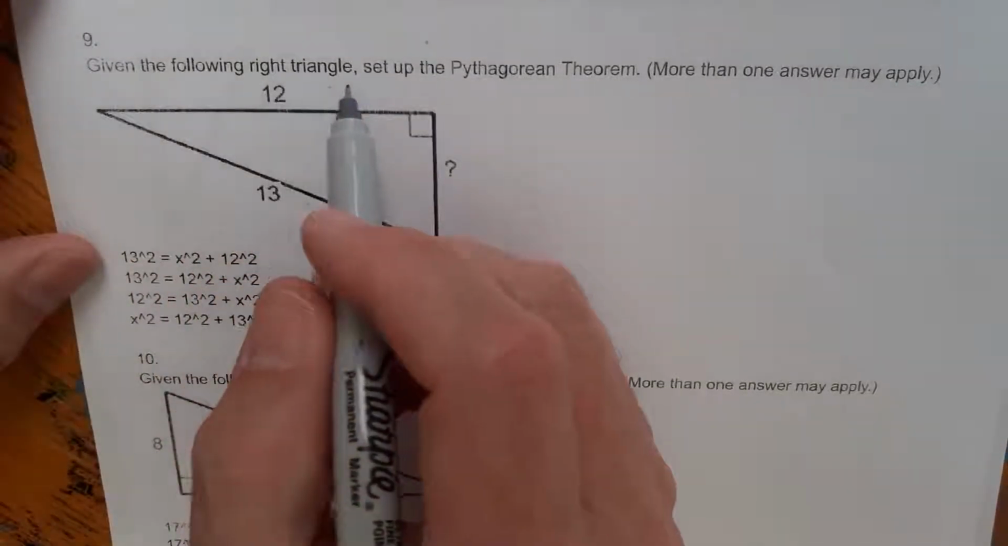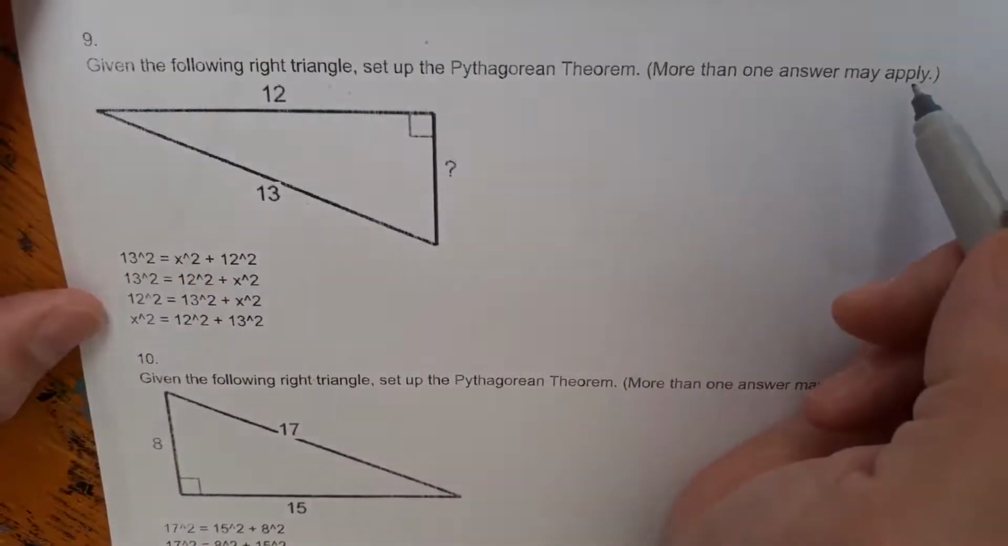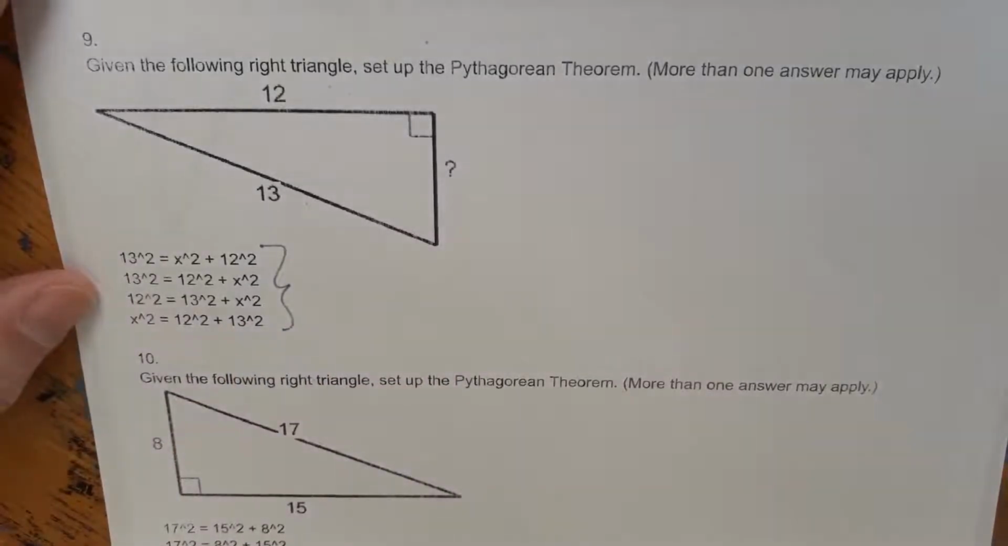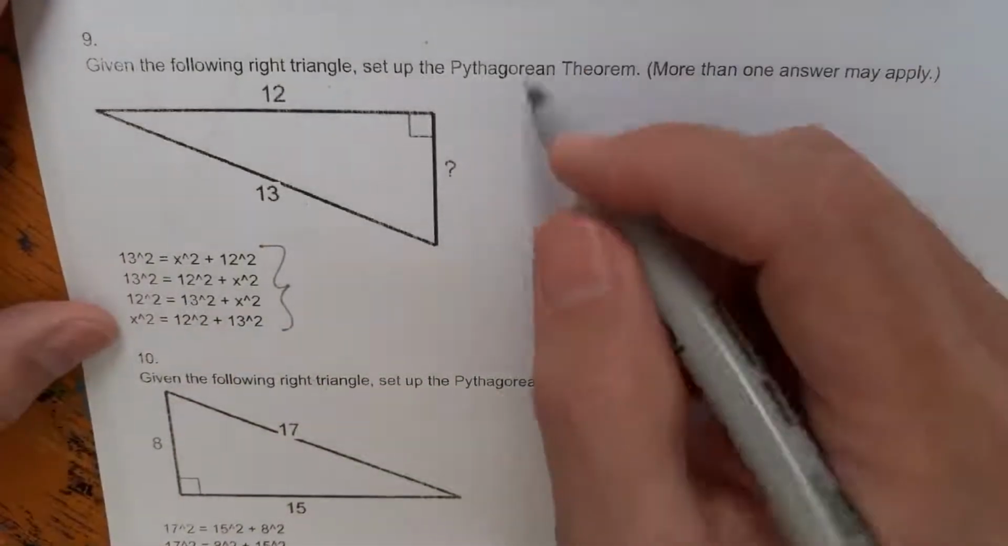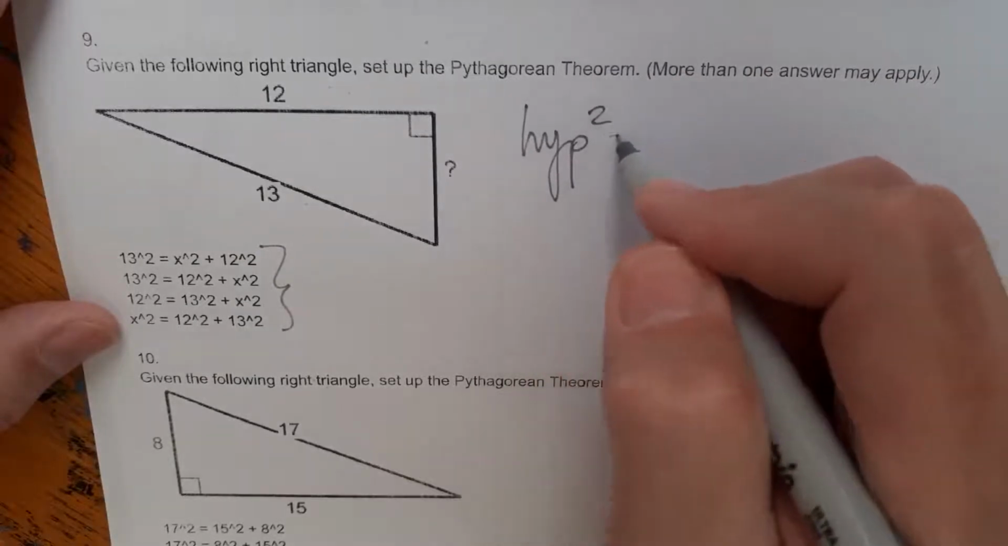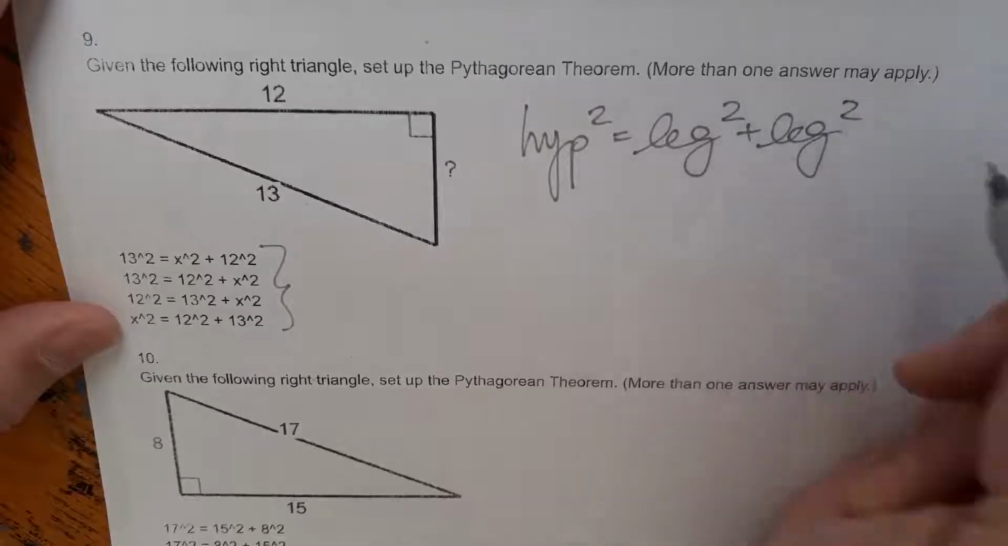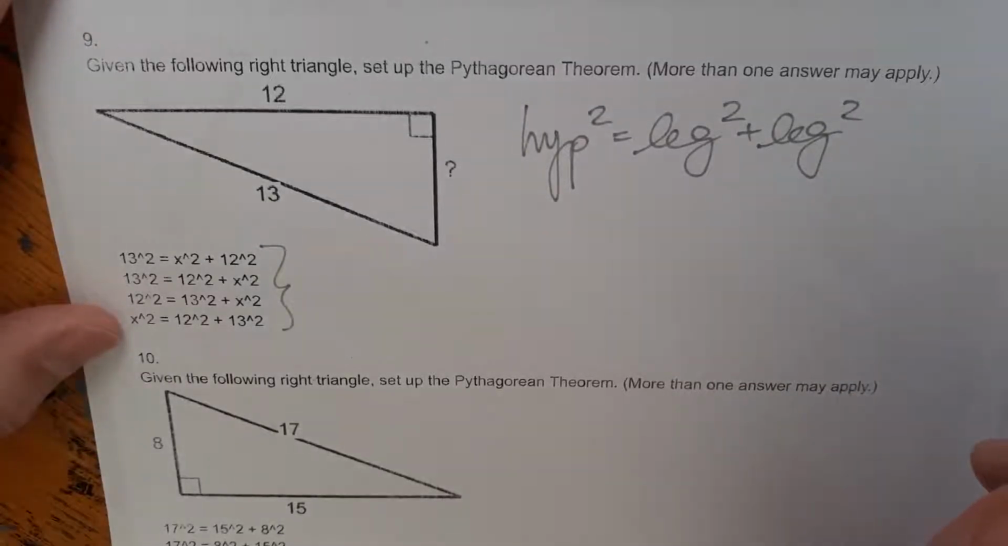Given the following right triangle, set up the Pythagorean theorem. All right, now we're just setting it up, and notice the answer choices. They're not even asking us to solve. We're just setting it up. So if you're willing, follow through and do hypotenuse squared equals leg squared plus leg squared. That's the best formula to use because it tells us exactly what to start filling in for these.